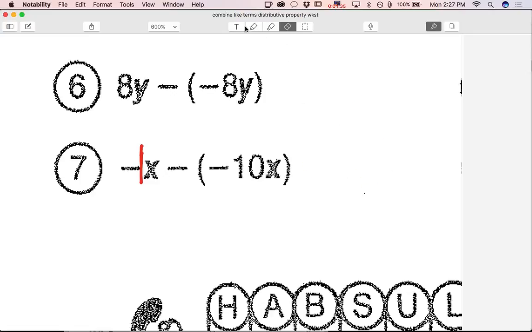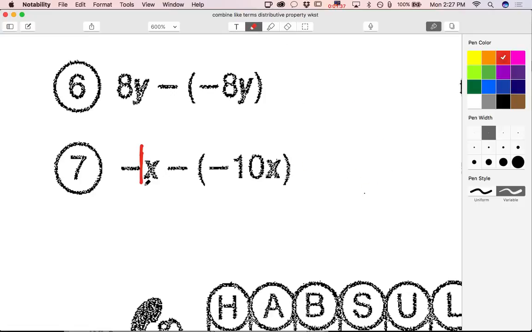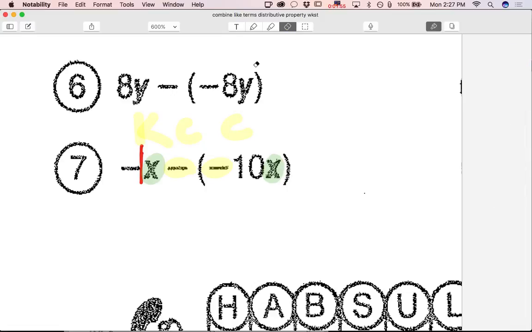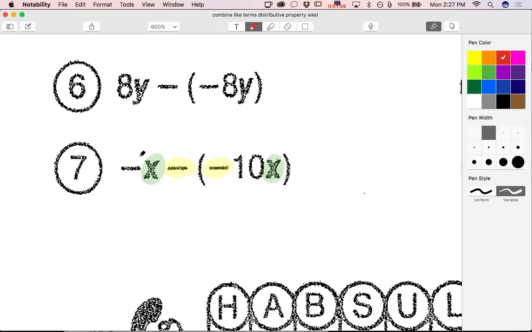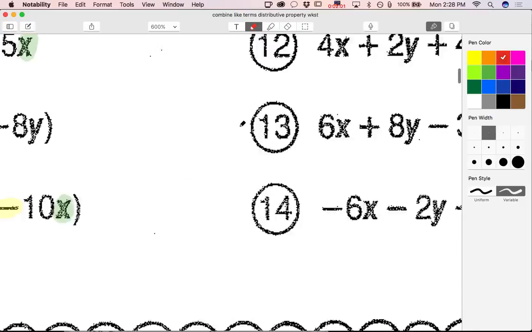So look at this. We have the negative 1 here, and let's go through and highlight what makes it a like term. So these both have x on here. Now later we're going to have to come back because what makes this one a little difficult is that you have a negative and negative here. So we've got to think of how to do this, and it's going to be KCC, or keep change change. So we will come back to that one.